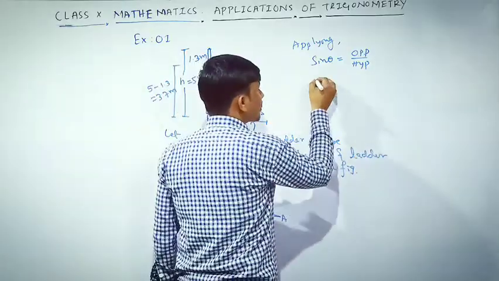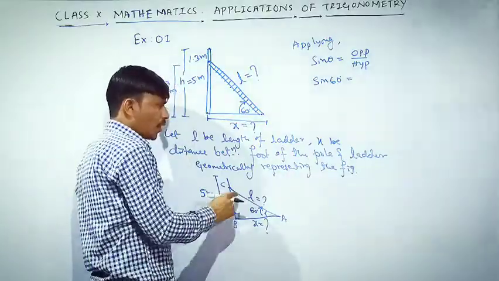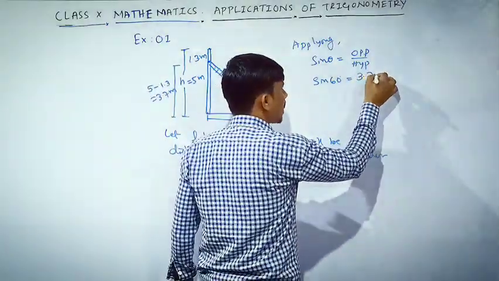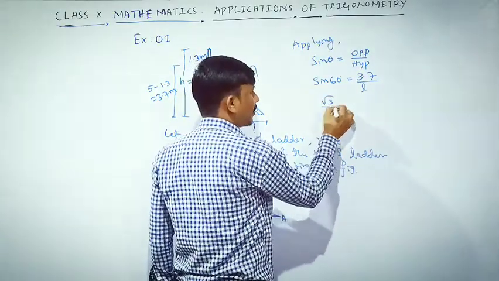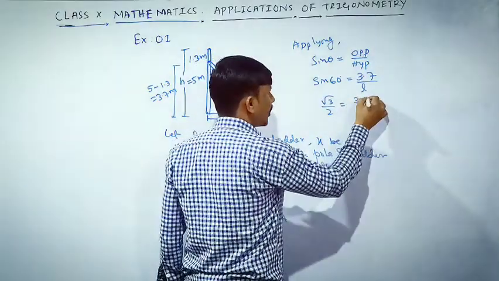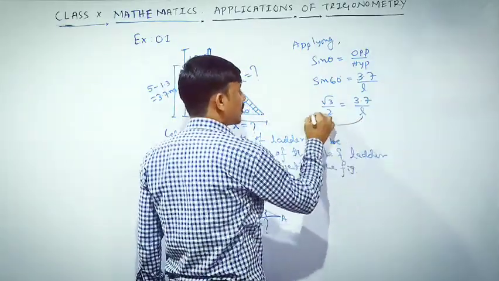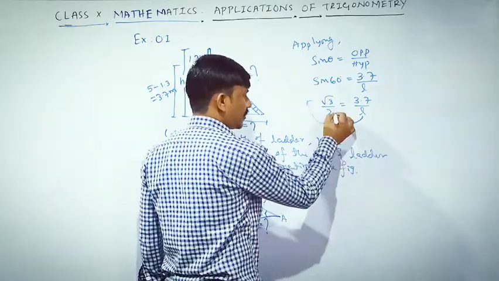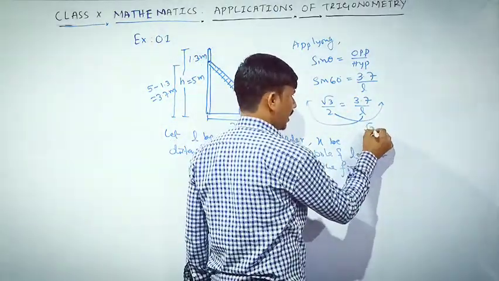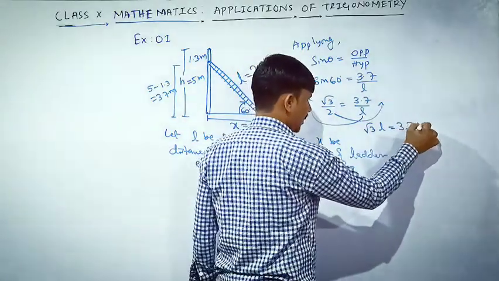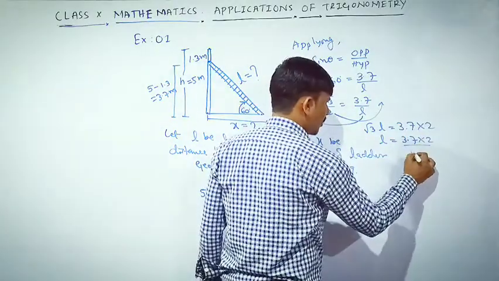Then comes what? Sin theta. Theta value is 60 degree is equal to, what is the opposite value? 3.7. What is the hypotenuse value? Length L. Okay, sin 60 degree, root 3 divided by 2, is equal to 3.7 divided by L. Correct? Then division L will become multiplication, division 2 will become multiplication, then root 3 L is equal to 3.7 into 2. L is equal to 3.7 into 2 divided by root 3.